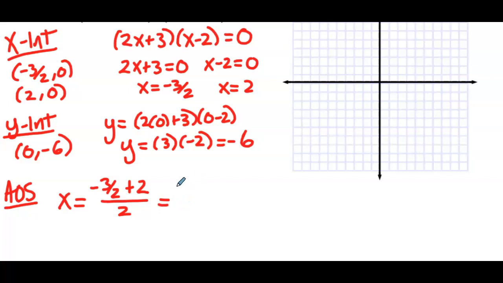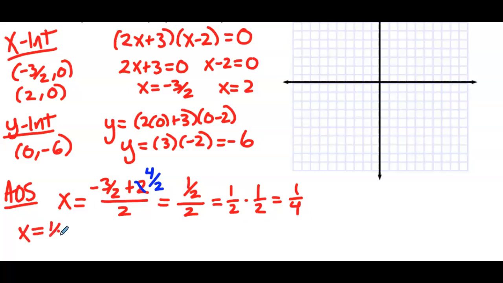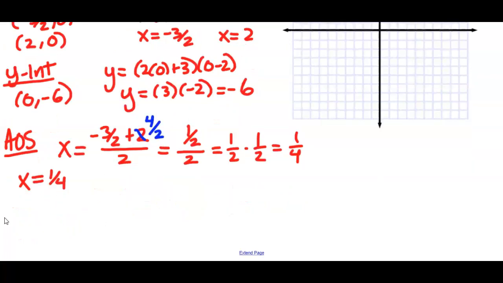Okay, so this is going to be a little bit more complex because we have a fraction in that numerator. So 2, well, we can say that that's 4 over 2. So we're going to have 1/2 divided by 2, which is really 1/2 times 1/2, which is 1/4. So the axis of symmetry is x equals 1/4. So the vertex then happens when x equals 1/4. So we have to plug that in.